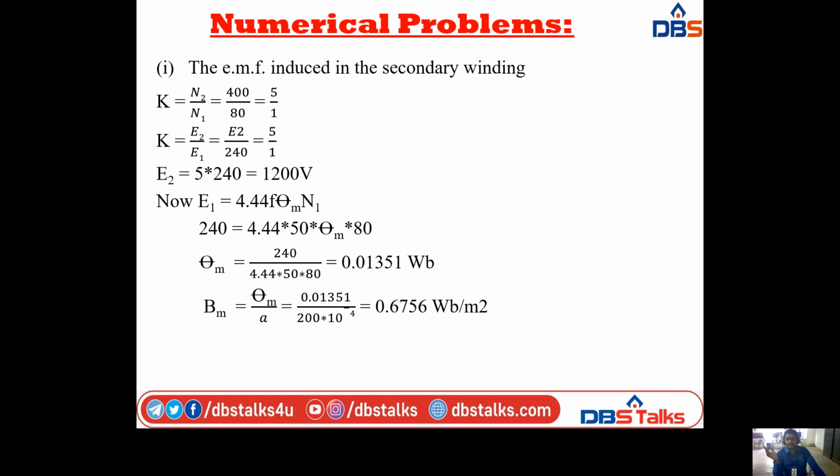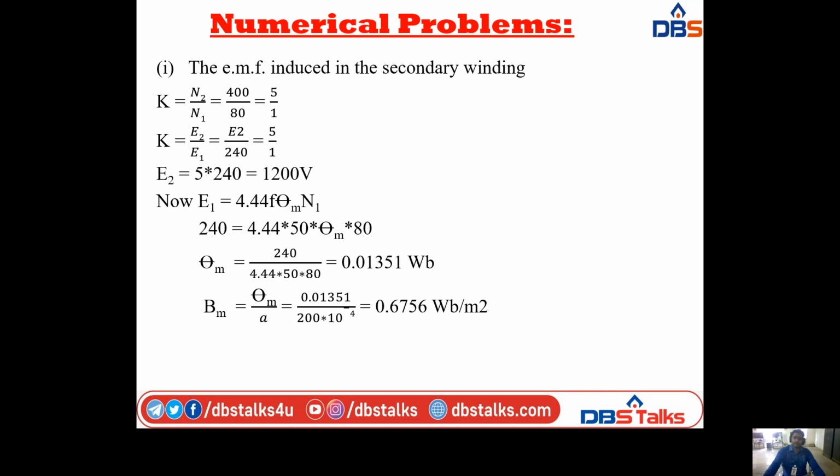We have the formula: maximum flux density is equal to maximum flux divided by the cross-sectional area. In the problem they already gave the cross-sectional area, that is 200 centimeters squared. So flux density Bm is equal to Φm by A, that is 0.01351 divided by the area. Taking it in meters, that is 200 into 10 to the power of minus 4. After simplifying, we have 0.6756 Weber per meter square. This is the value for the maximum flux density.